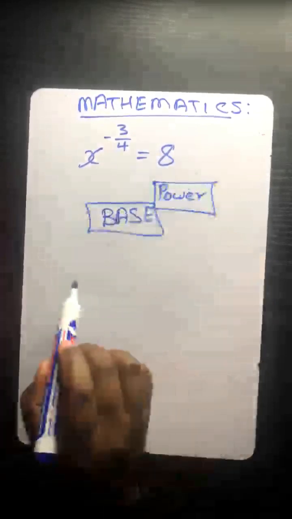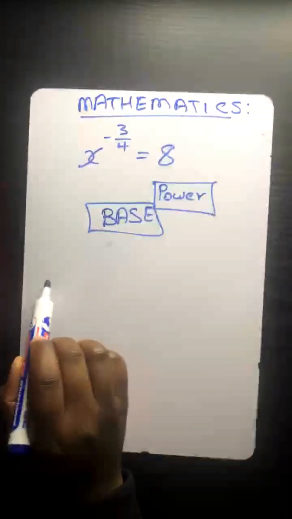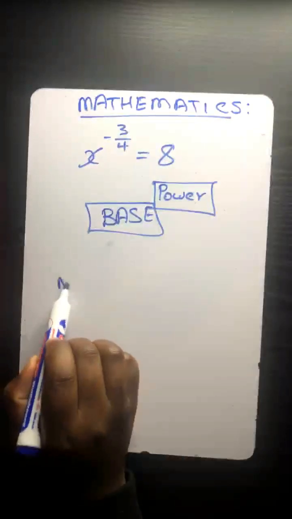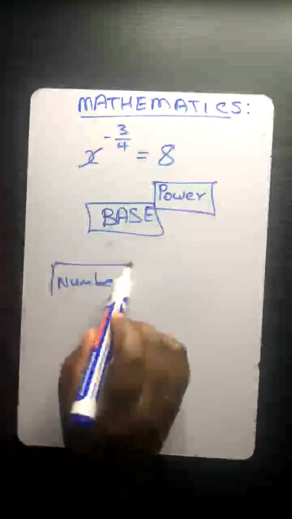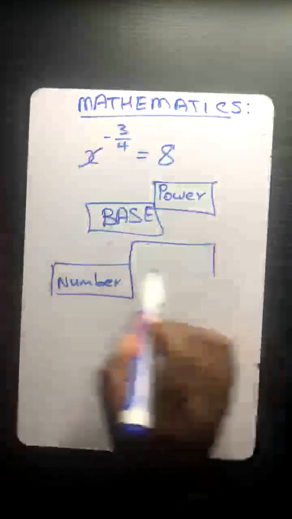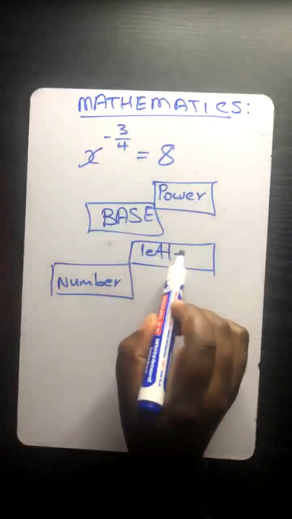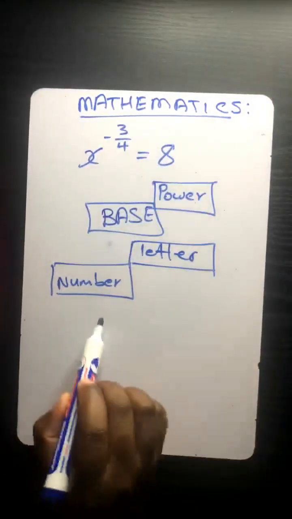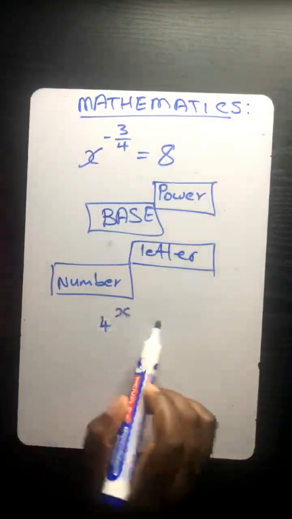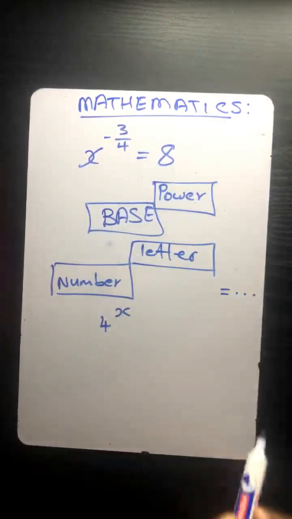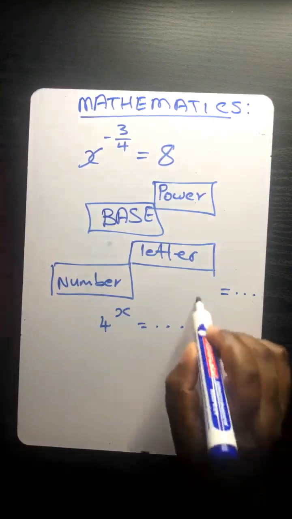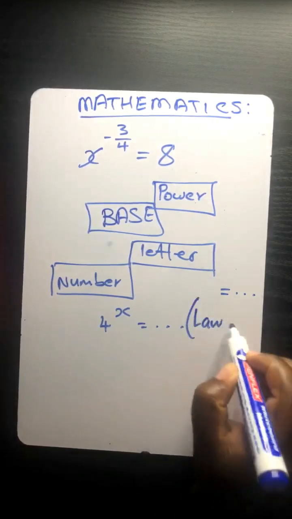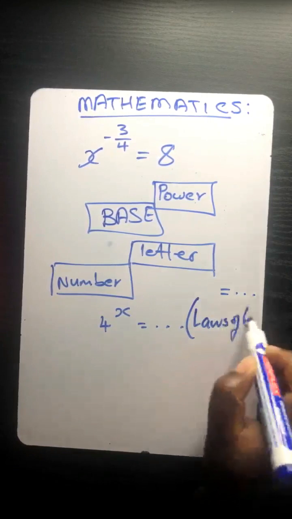So if your base is a number, and then on your power you have a number and a letter. For example, here 4 to the exponent x, and that could be equated to whatever. This is where I will need to use the laws of exponents.